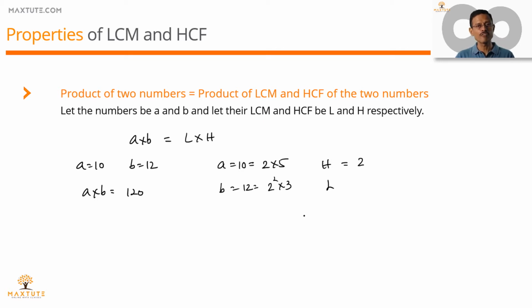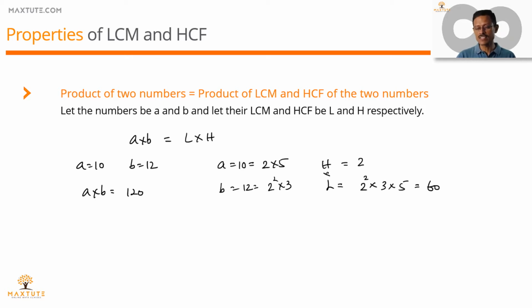LCM is a product of the highest power of all primes. Let's list down all the primes: 2, 3 and 5. Highest power of 2 is 2 square because 2 is present in both the numbers. Between the two numbers, 2 square is a larger power. Into 3 into 5. 3 and 5 are present in only one of these two numbers, so they appear in the power in which they appear, which is 1. So LCM is equal to 2 square into 3 into 5, which is 4 into 3, 12, 12 into 5, which is equal to 60.